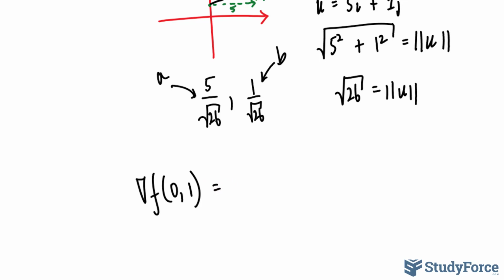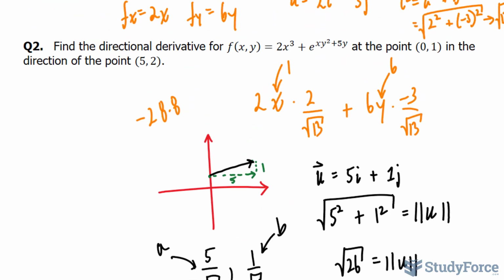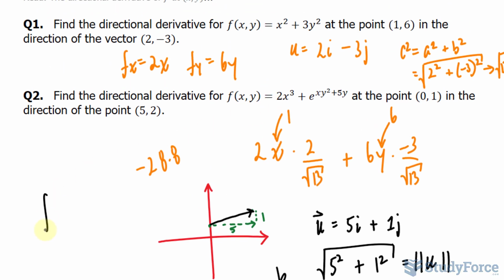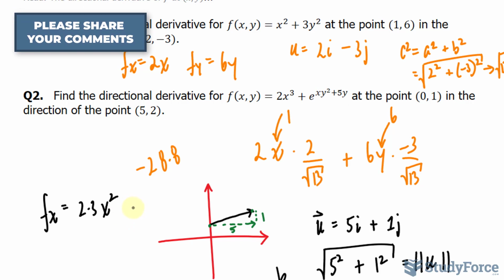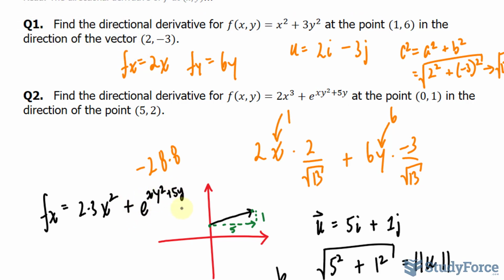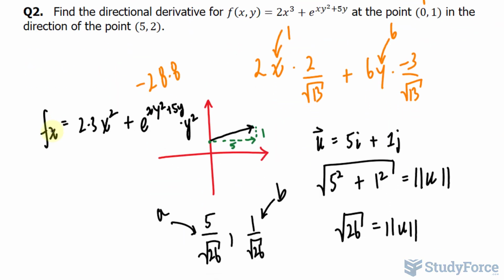is equal to, now we need to find the partial derivative with respect to x. Let's go ahead and do that. The partial derivative, f sub x, is equal to, this becomes 2 times 3, x to the power of 2. And over here, that becomes e to the power of xy squared plus 5y, multiply 2. The derivative of this term is 1 y squared. And the derivative of this term is nothing. It's a constant. So we just found f sub x, and we will evaluate this at 0 and 1 in a moment.